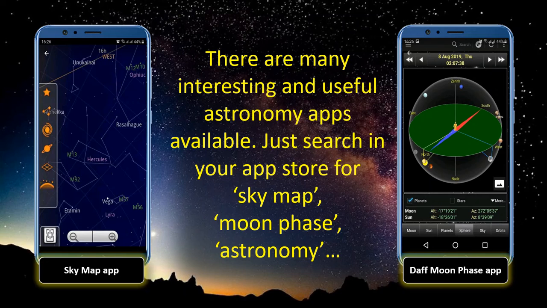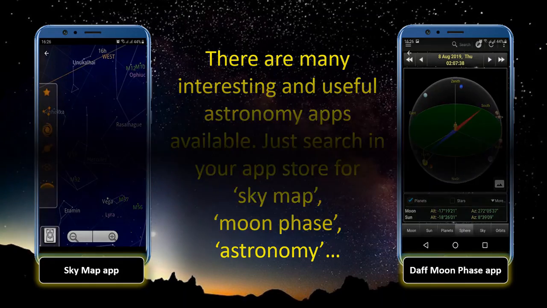This will also show you the phases of the moon, so the new moon and the full moon. It also gives you information about where the planets are and how to easily find them in the sky. So there are many interesting and useful astronomy apps available. Just search in your app store, for example, Sky Map, Moon Phase, or Astronomy, and you will find lots of these apps.